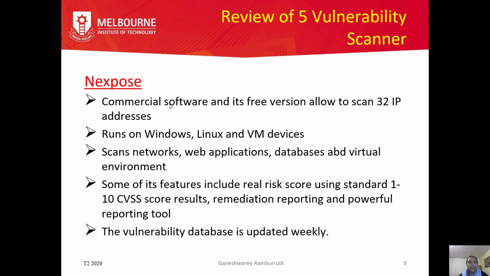And finally, we have Nexpose. This is also commercial software, and its free version allows up to 32 IP addresses. It runs on Windows, Linux, and VM devices, and it scans networks, web applications, databases, and virtual environments. Some of its features include a real risk score using the standard 1 to 10 CVSS score results. It also has a powerful reporting tool. The vulnerability database is also updated weekly.